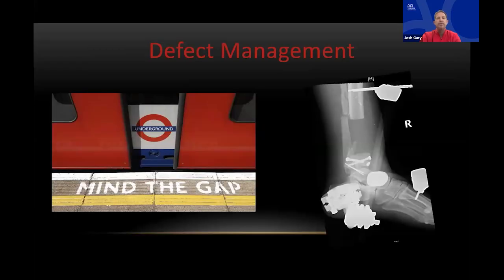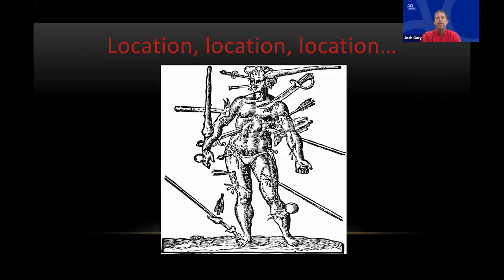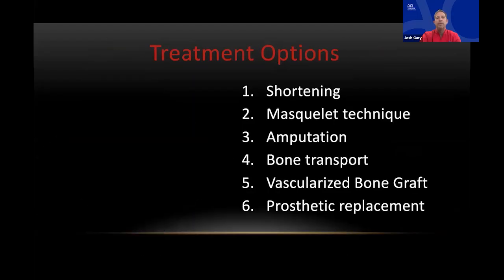Here's defect management now, so minding the gap. So we've done a debridement and now we have a bone gap. And how are we going to recreate that bone? There are several different ways you can manage these gaps, and it's all just like real estate. It's location, location, location. What you do in the arm, you've already seen a case where there was shortening because patients can tolerate that well functionally. It's going to be different than a forearm, different than the thigh, different than the leg, or even the foot and ankle.